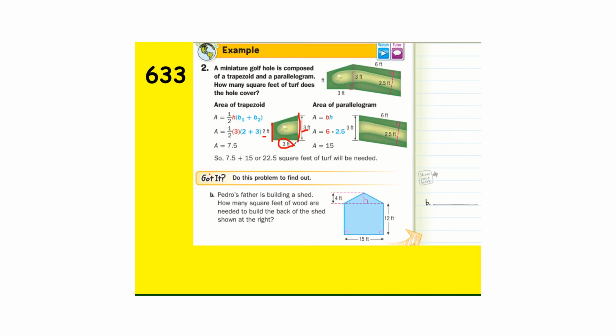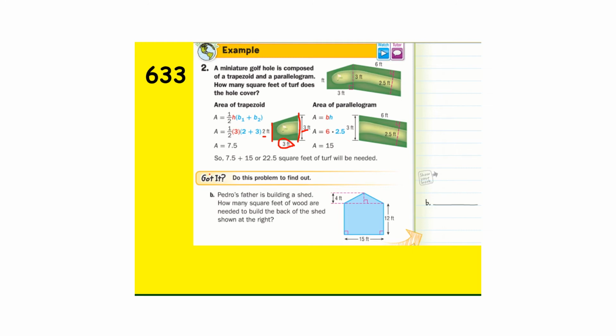So what you do with your bases is you get the average of them. So you add them together and you divide by 2. So 3 plus 2 is 5. 5 divided by 2 is 2.5. So you take your 2.5 times your height. Your height is 3. So 2.5 times 3 is 7.5. Okay? Now I said it a little bit different than they showed it to you. They showed you the way that the formula is written out. It's the same thing. But I just average my bases.